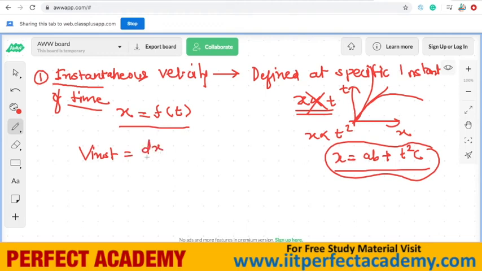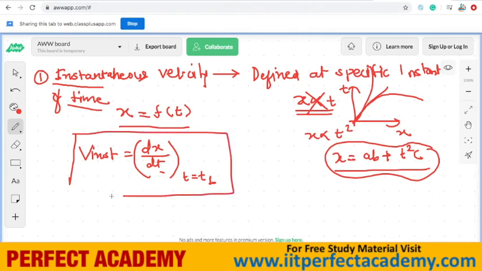So what it represents is that if x is given as a function of time, then the instantaneous velocity at a particular instant is given by the rate of change of position per unit time, that is dx by dt, the derivative of x with respect to t at a given time t is equal to t1.